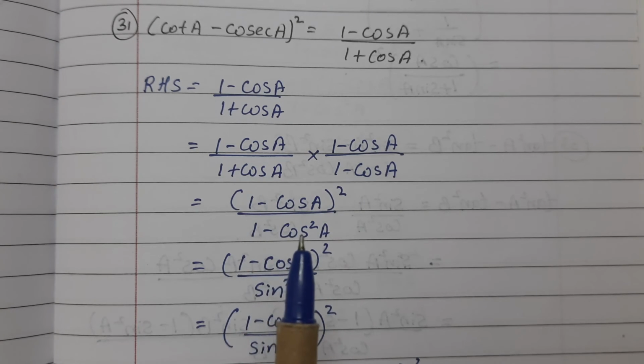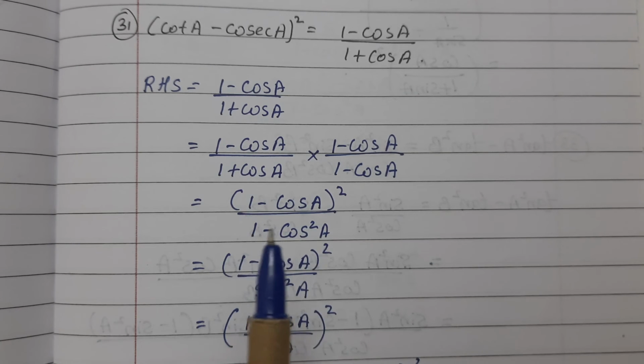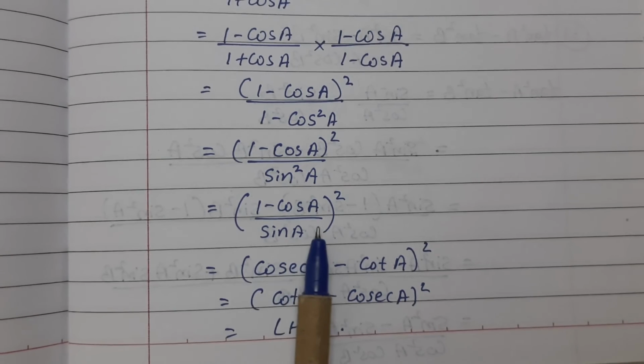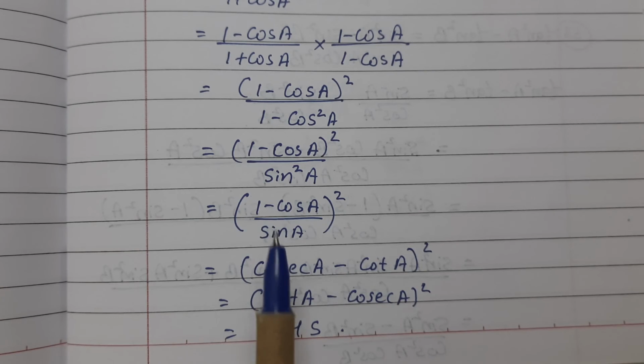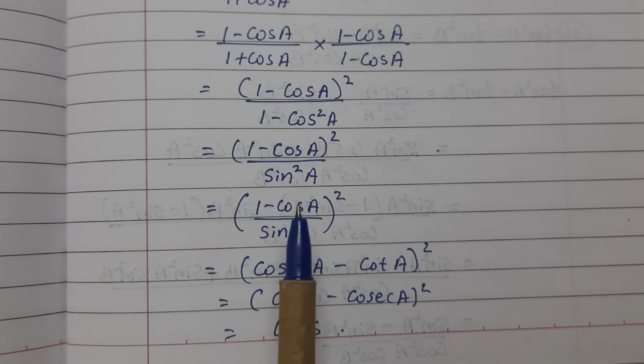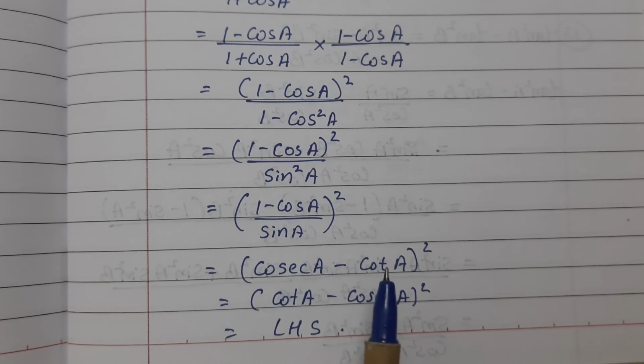minus cos square A. 1 minus cos square A is equal to sin square A, equal to 1 minus cos A the whole square upon sin square A, which is equal to 1 minus cos A upon sin A the whole square. 1 upon sin A is cosec A minus, 1 cos A upon sin A is cot A. Cosec A minus cot A the whole square, which is also equal to cot A minus cosec A the whole square, equal to left hand side.